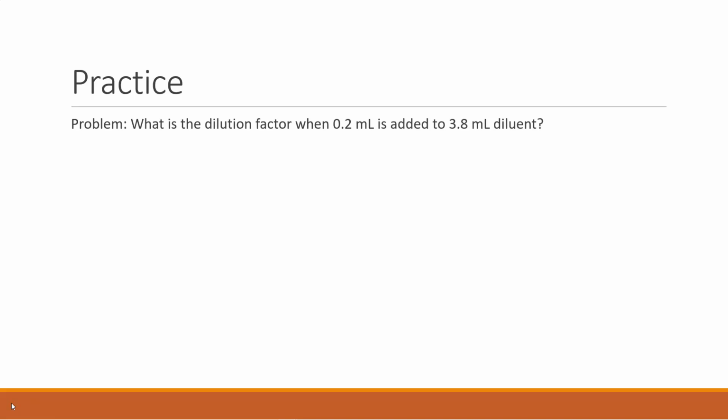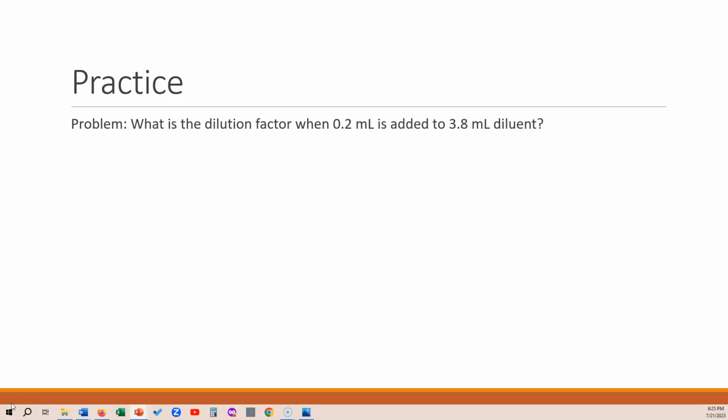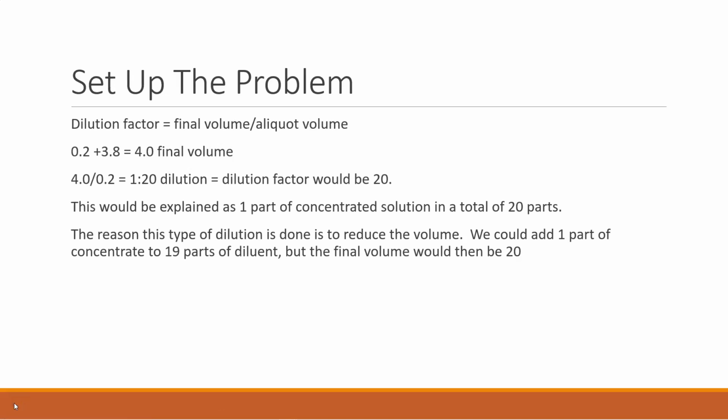So let's do a little bit of practice. What is the dilution factor when 0.2 milliliters is added to 3.8 milliliters of diluent? So let's set up the dilution factor problem. We have 0.2 of the concentrated plus 3.8 of the diluent for a total volume of 4.0.